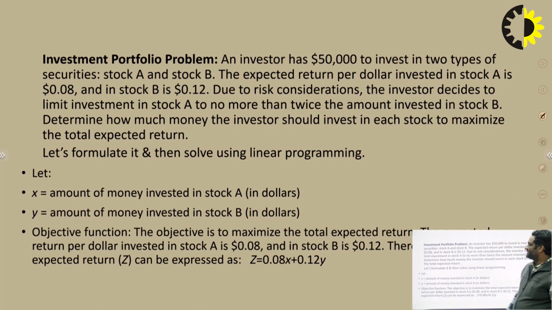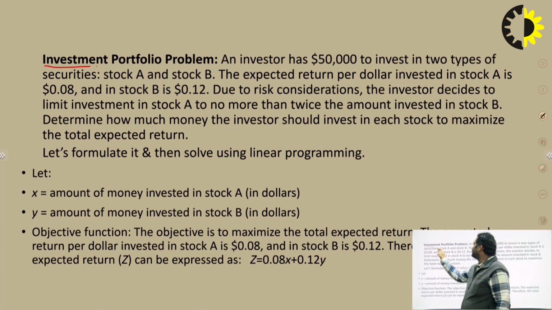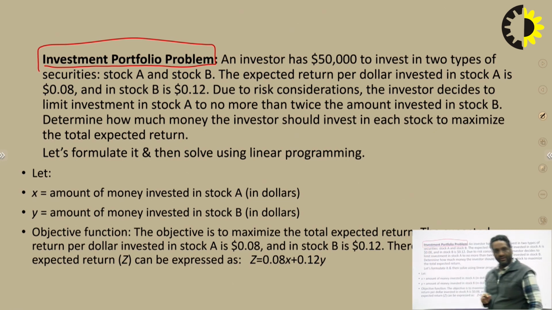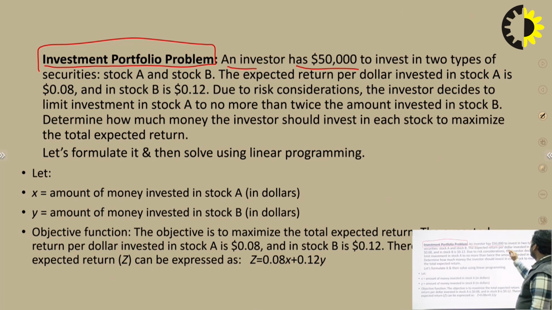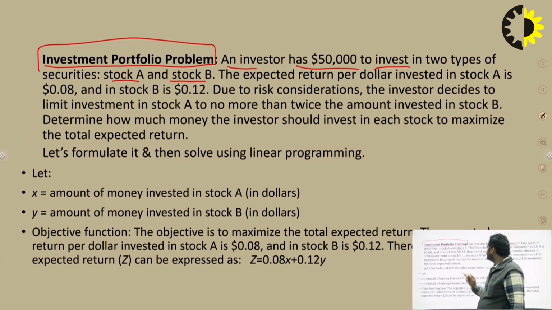Now let's see the second problem, that is the investment portfolio problem. It is very important as far as our examination is concerned. Let's see what the problem is. An investor has $50,000 to invest in two types of securities, that is stock A and stock B.